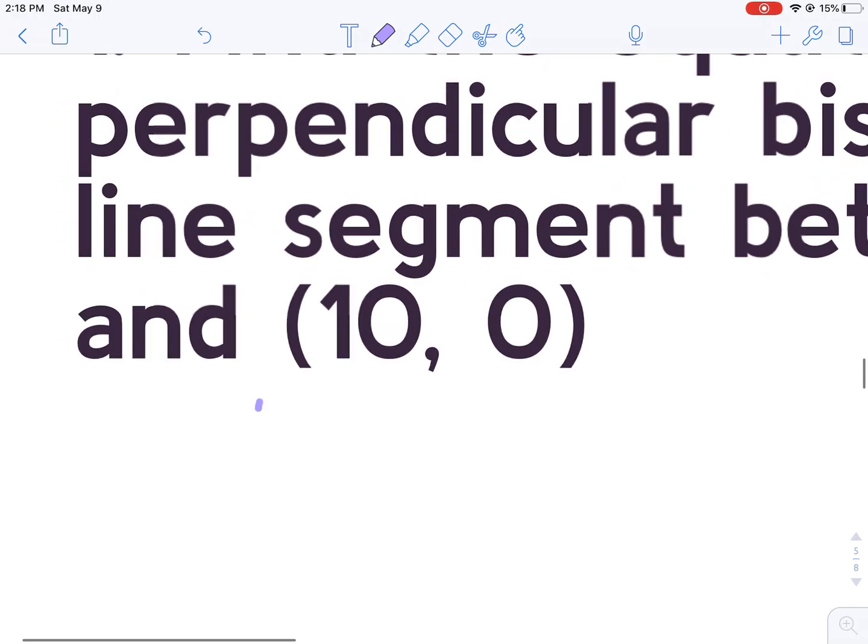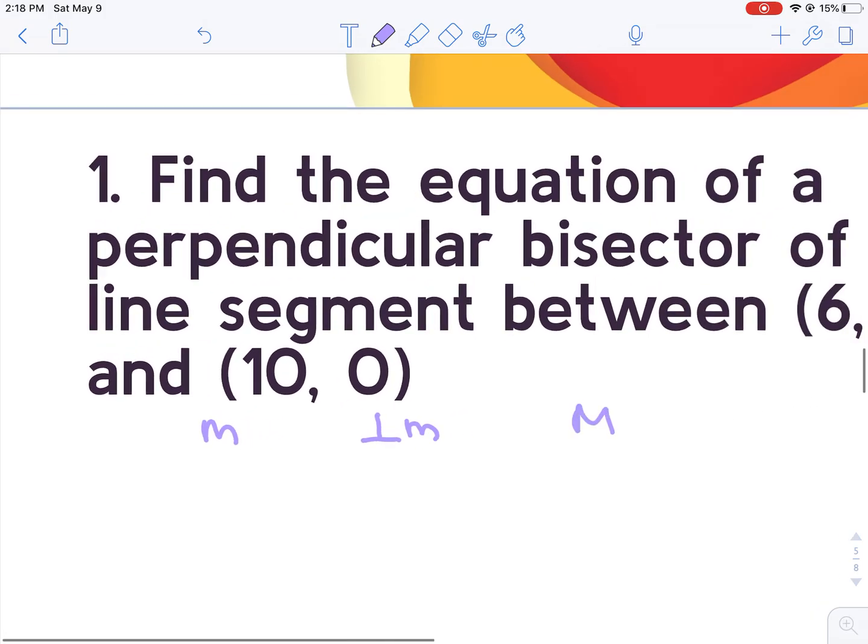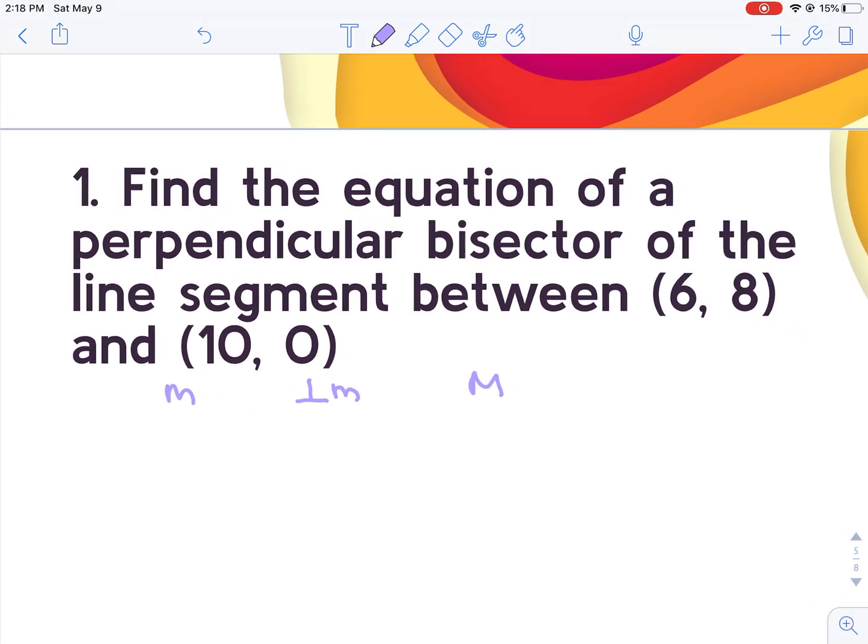The first thing I'm going to need is the slope of the side, then I'll need the perpendicular slope, and then I'll need the midpoint. So from 8 to 0, I'm going down 8. From 6 to 10, I'm going up 4. So my original slope is negative 2. I can take that to find my perpendicular slope. The negative reciprocal of negative 2 is positive 1/2.